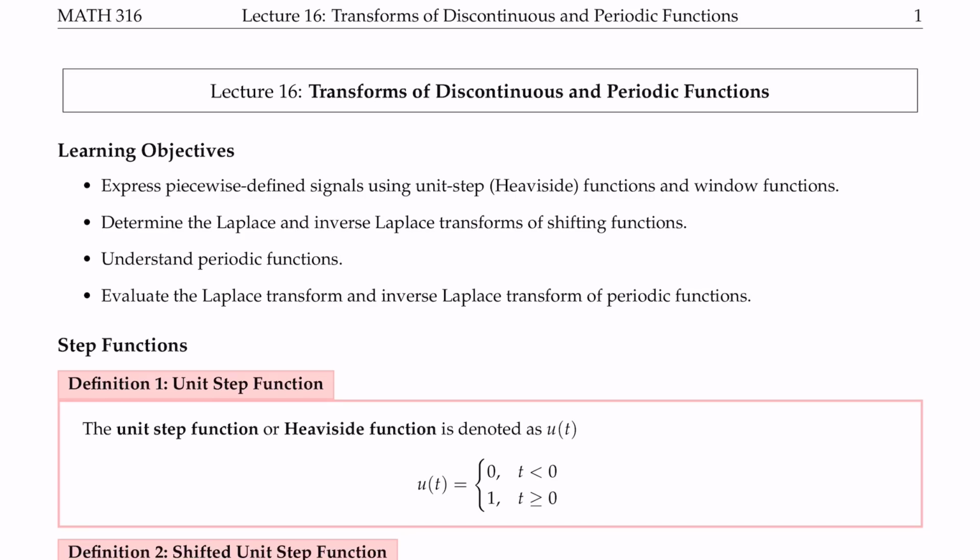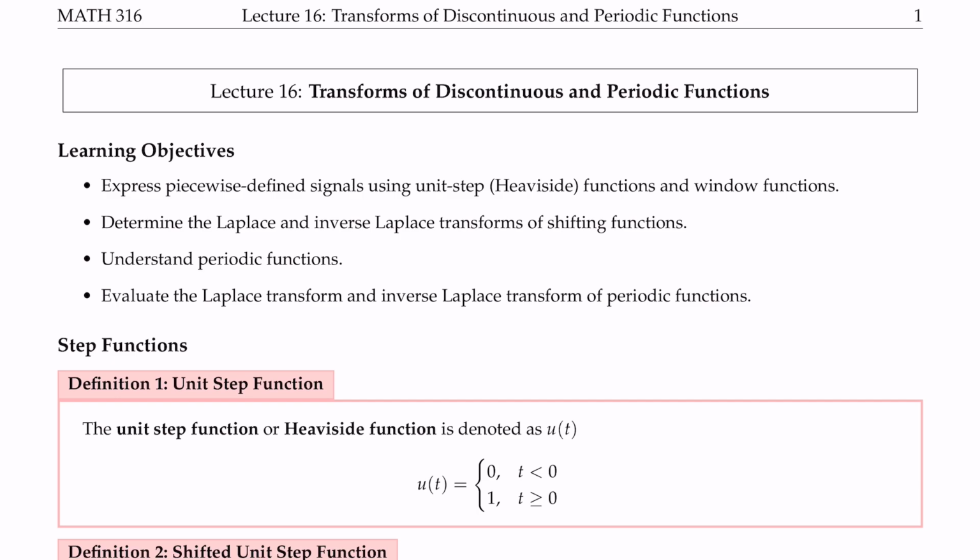Alright, so lecture 16 on transform of discontinuous and periodic functions. So we're going to go back to take a look at something called step functions. We have one example when we talk about finding Laplace transform of piecewise defined functions, and more specifically the unit step functions. So we're going to go back and take a look at that and how you manipulate any algebraic things on the unit step function.